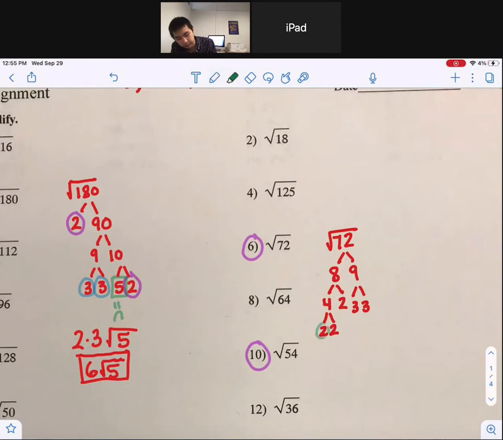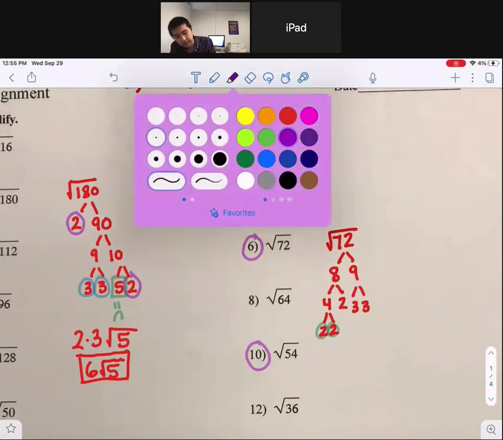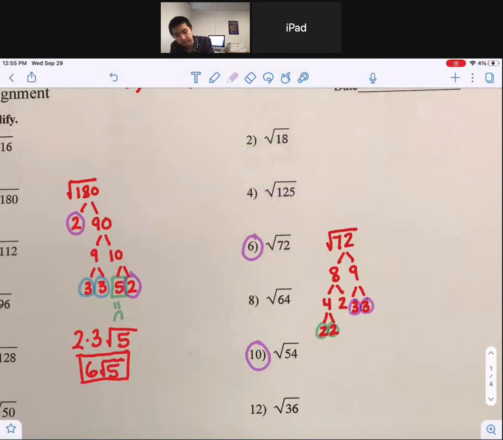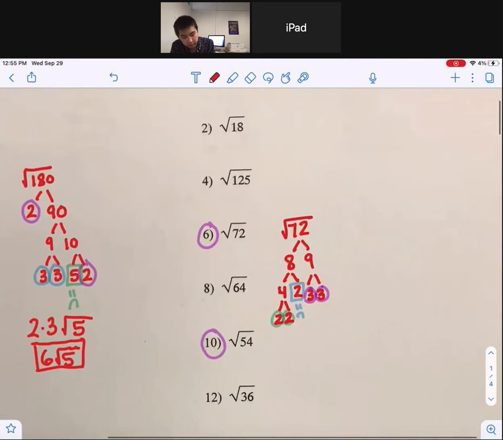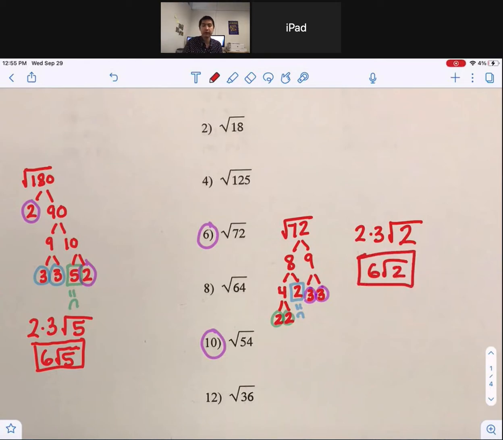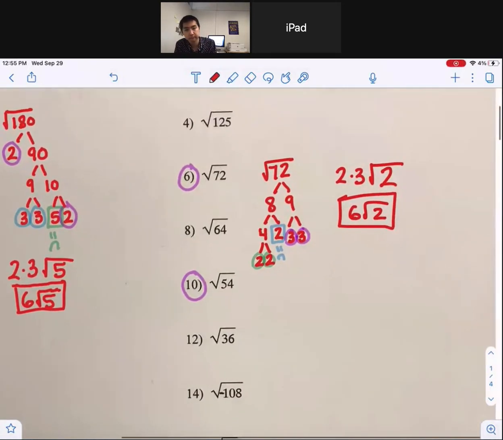So I see a pair of 2s and a pair of 3s, and we got a leftover, that 2. Again, the pairs go on the outside of the square root and the leftovers on the inside. So we got 2 times 3, from the pairs of 2s and 3s, and the square root of the leftover 2. 2 times 3 is 6, so 6 square root 2. And that is the simplification of number 6.